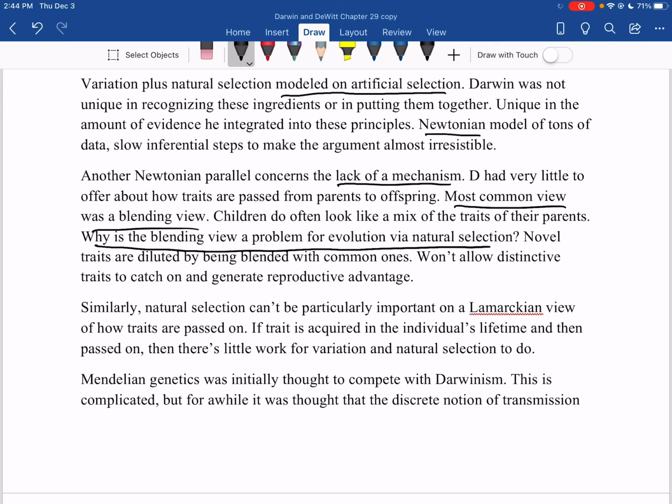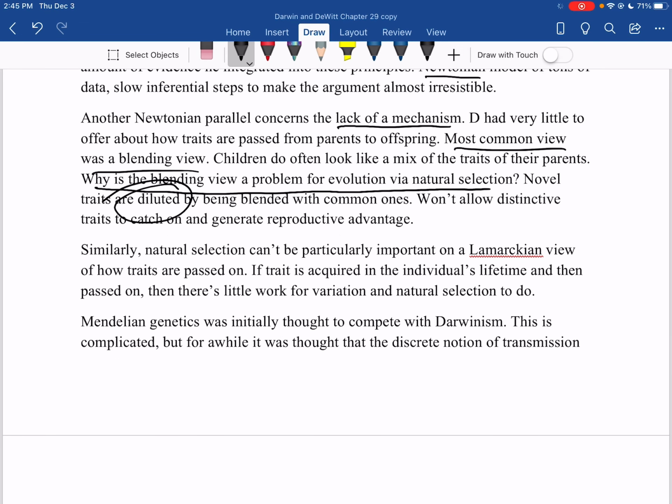Why is that? Because the novel traits, the ones that are supposed to make a significant difference to reproductive success, get diluted if they are blended with common traits. You won't get the distinctive traits to catch on and generate a reproductive advantage. And so the whole model, mathematically and as it were metaphysically, really doesn't work if, as seemed very plausible in the 19th century, you blend the traits of the two parents in the children.